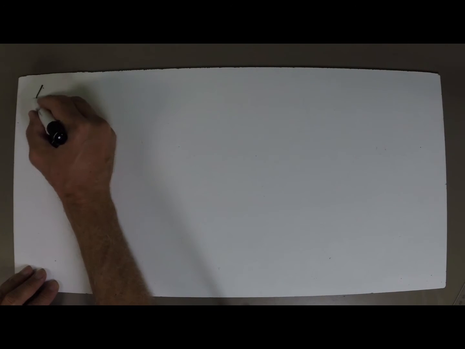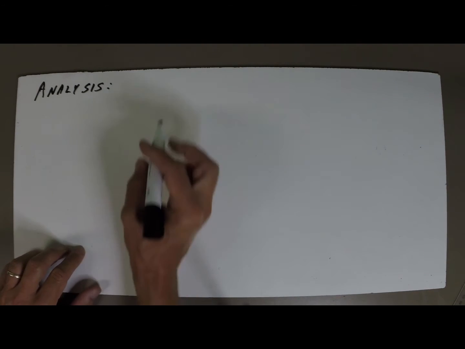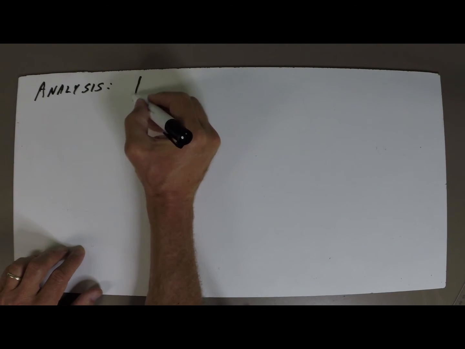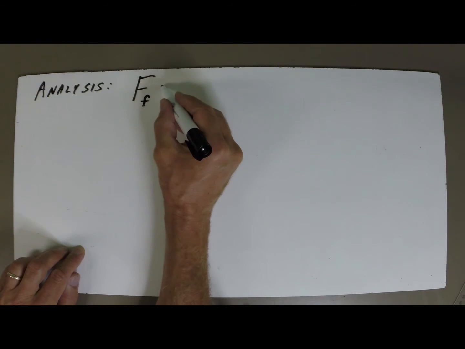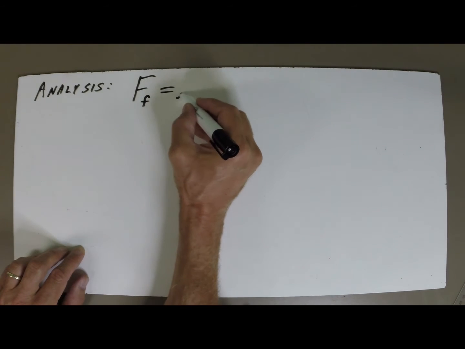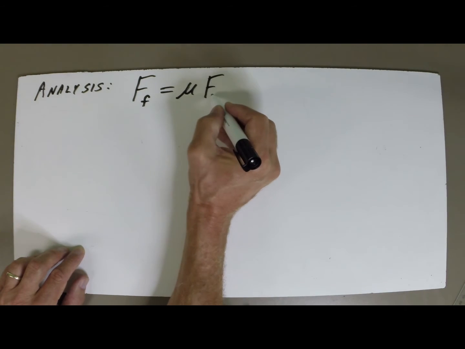The next step is the A in GRASS, the analysis. And at this stage in the problem, you want to write down all of the formulas that you will be needing to solve the problem. So these are the mathematical relationships between the physical variables. Now, we've mentioned that it will use friction, so we'll need a friction formula. The force of friction is equal to the coefficient of friction times the normal force.